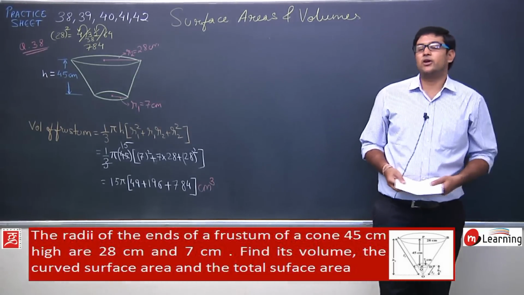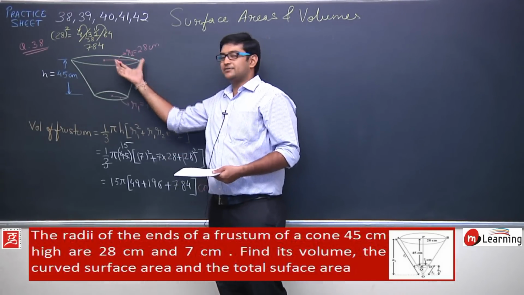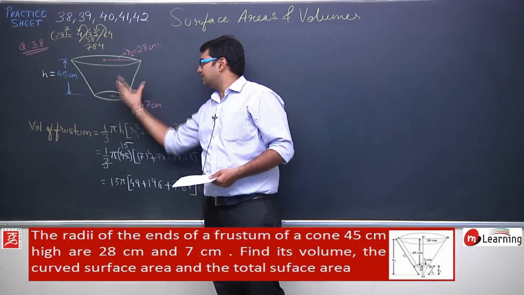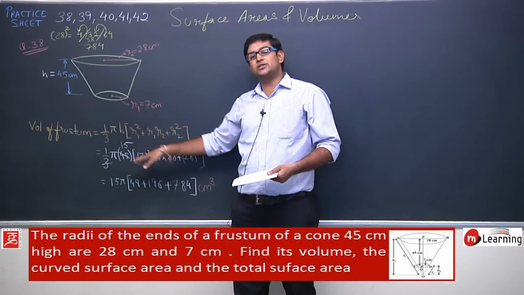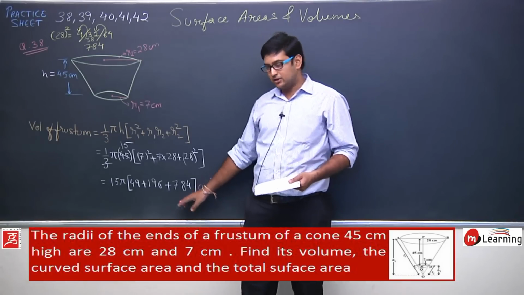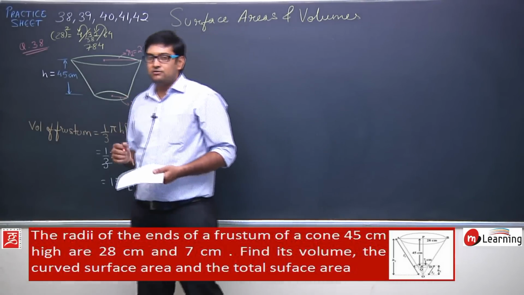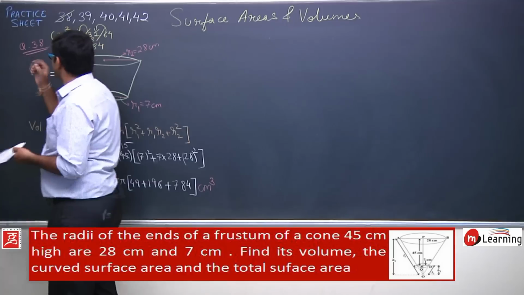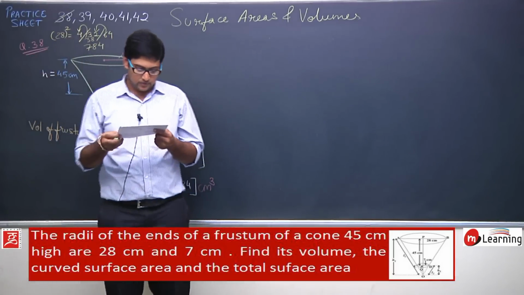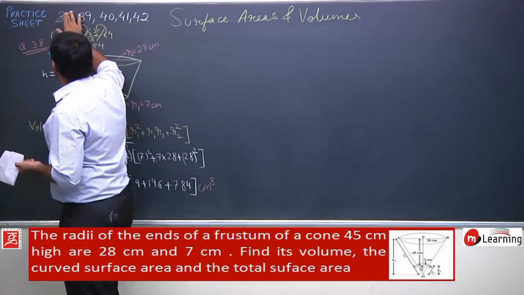You can see this is the volume of the frustum that we have considered. This is the height, this is the radius r1, this is the radius r2. Just apply the formula, substitute the values and you will get the final answer. Now it's up to you how to calculate this. So we have solved question number 38 and you can see this question is very easy. Sorry, we haven't solved this completely. Let me solve it completely.